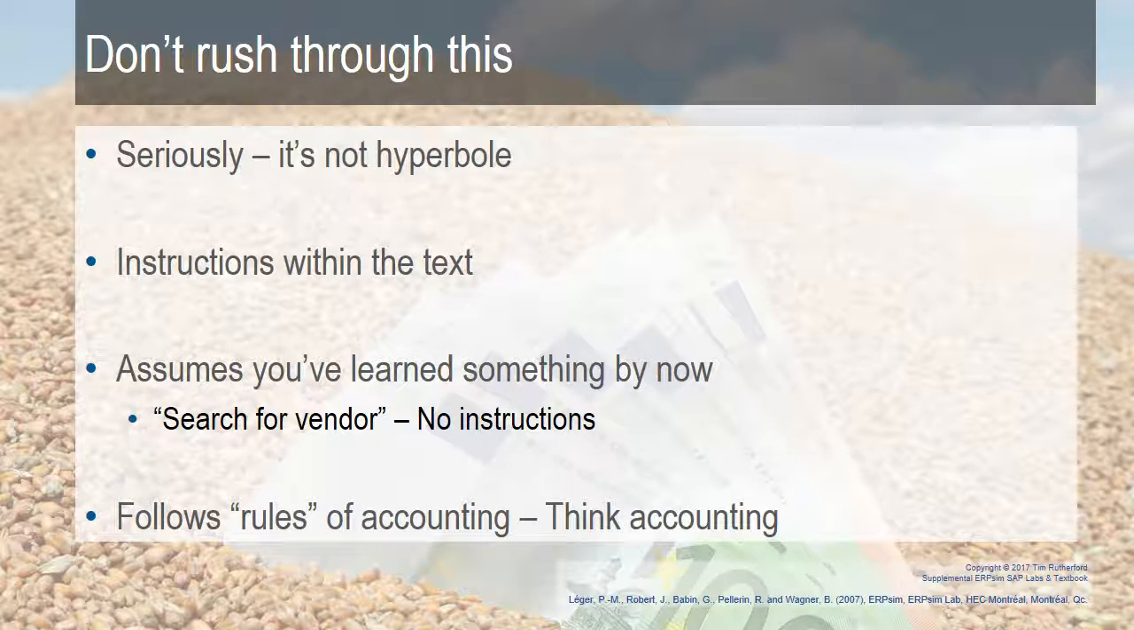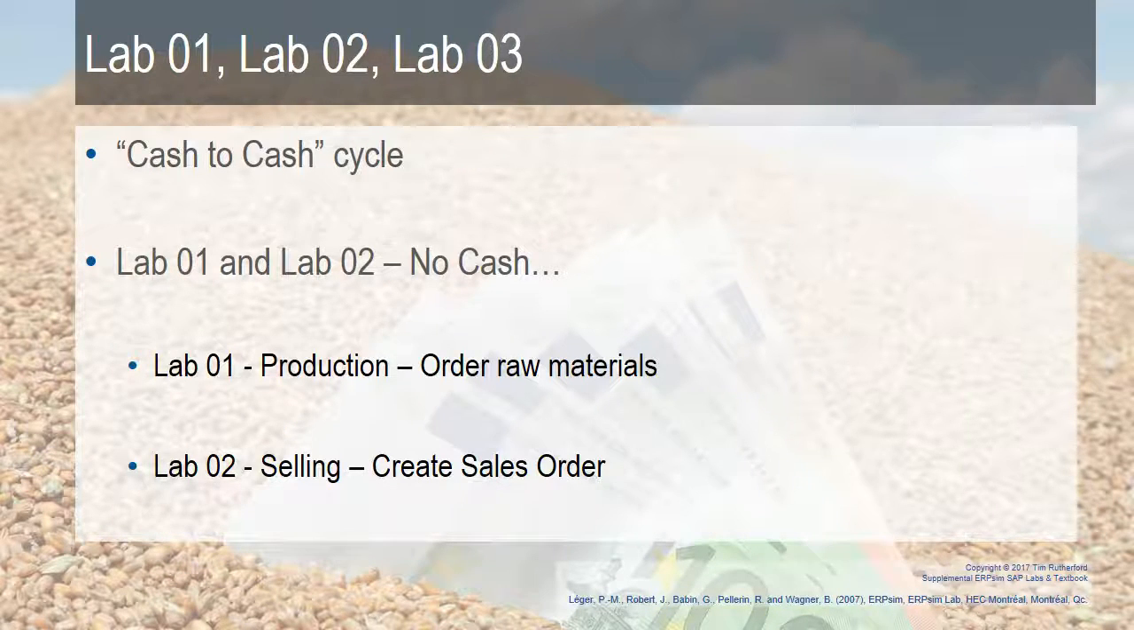Remember that Lab 3 is about accounting, so it follows the rules of accounting. So if you think accounting as you jump into it, it's the cash-to-cash business cycle, again, a buzzword. In Labs 1 and 2, we did not do anything with cash. You might say, well, we bought things or we sold things, but nothing actually happened on the cash side. The accounting part of it was not taken care of.